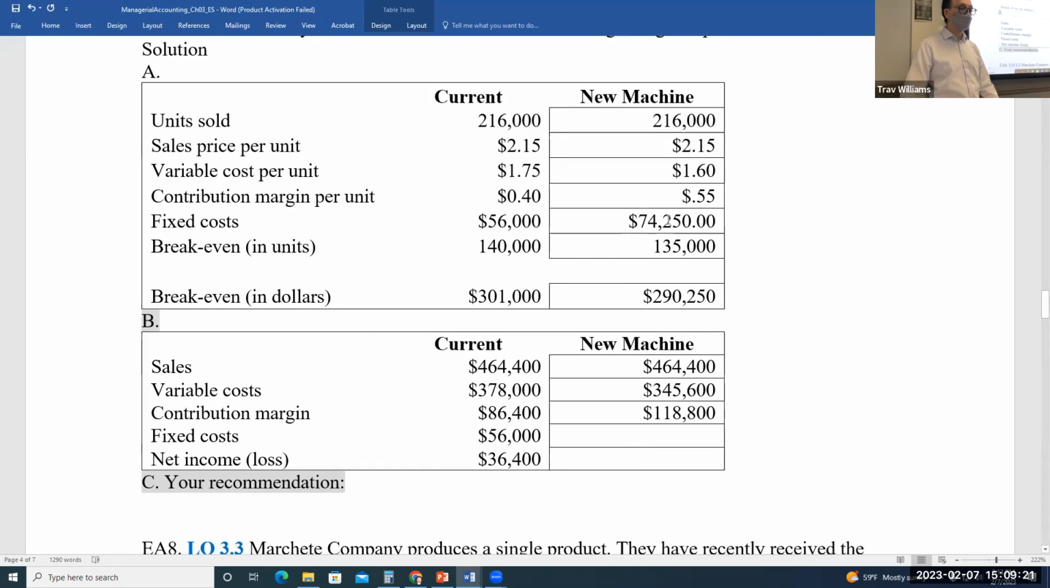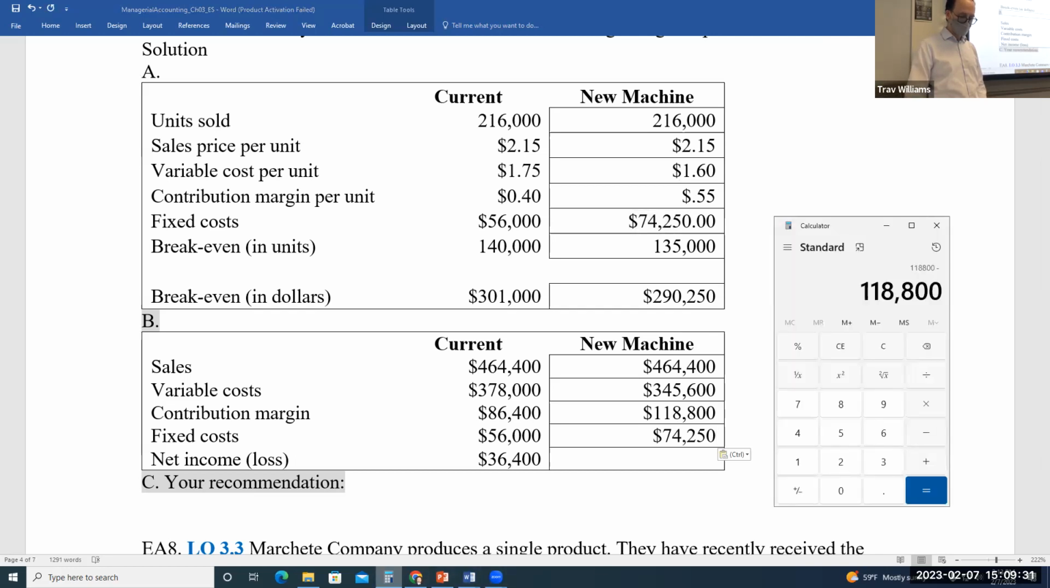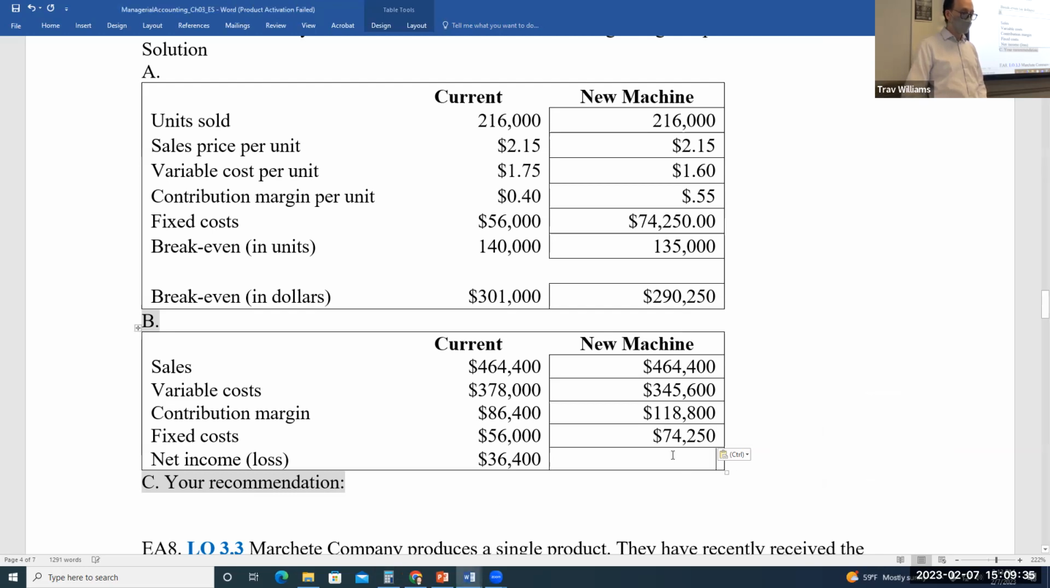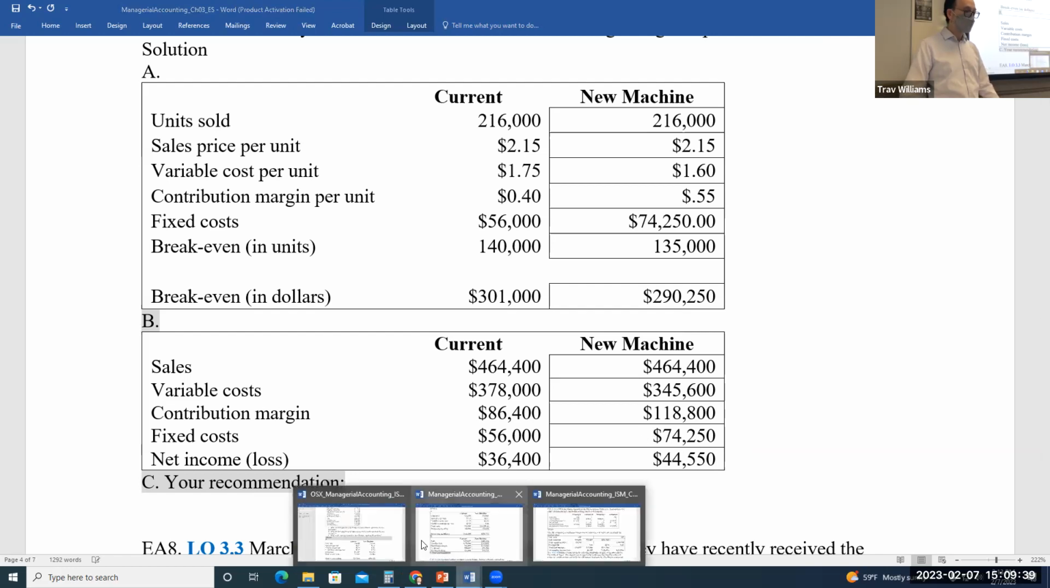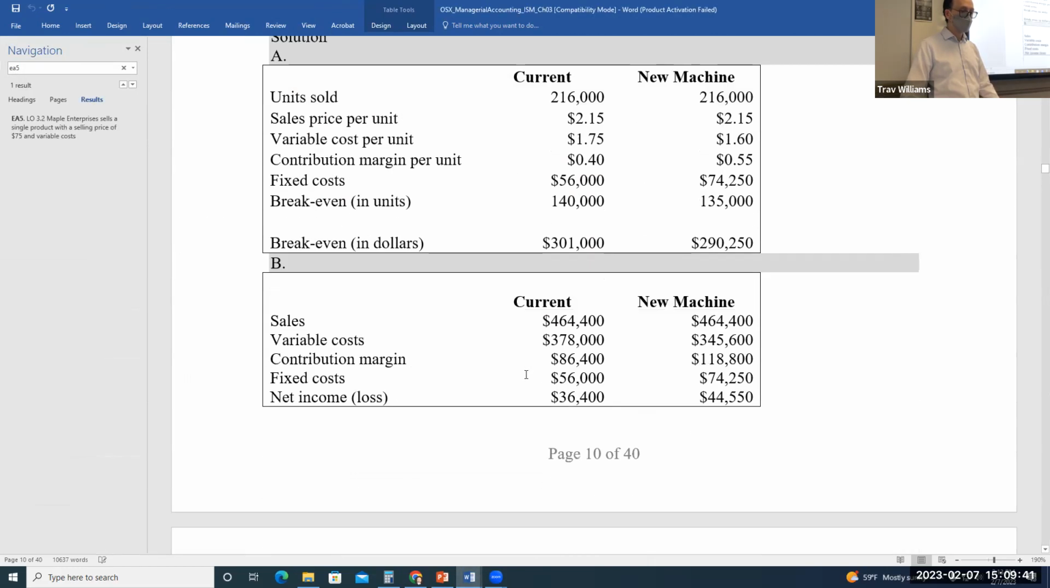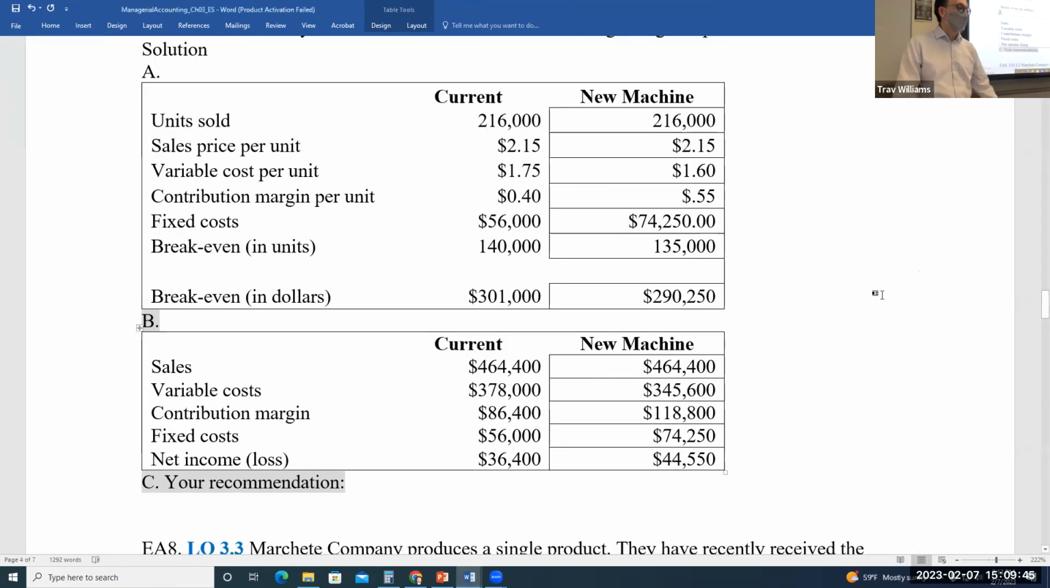Okay, and then we said our fixed costs are now 74,250. And when we subtract that, we get 44,550 net income. Let's confirm. 44,550 looks good, okay.